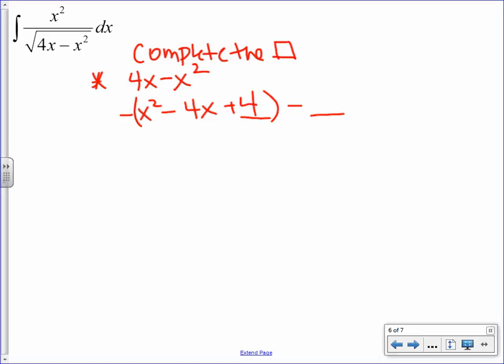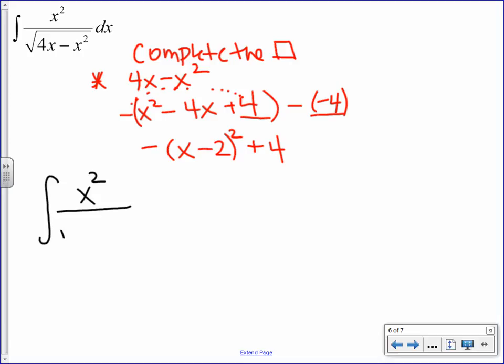We cannot just add a number. We have to add it and subtract it. But we're really adding -4, so we have to subtract a -4. So this is negative (x minus 2) squared plus 4. Back to our integral: x squared over the square root of 4 minus (x minus 2) squared.